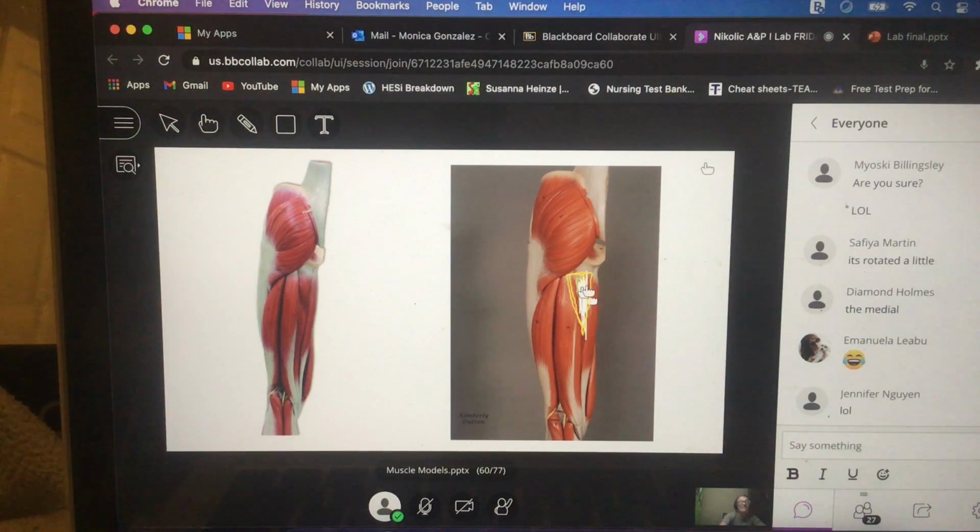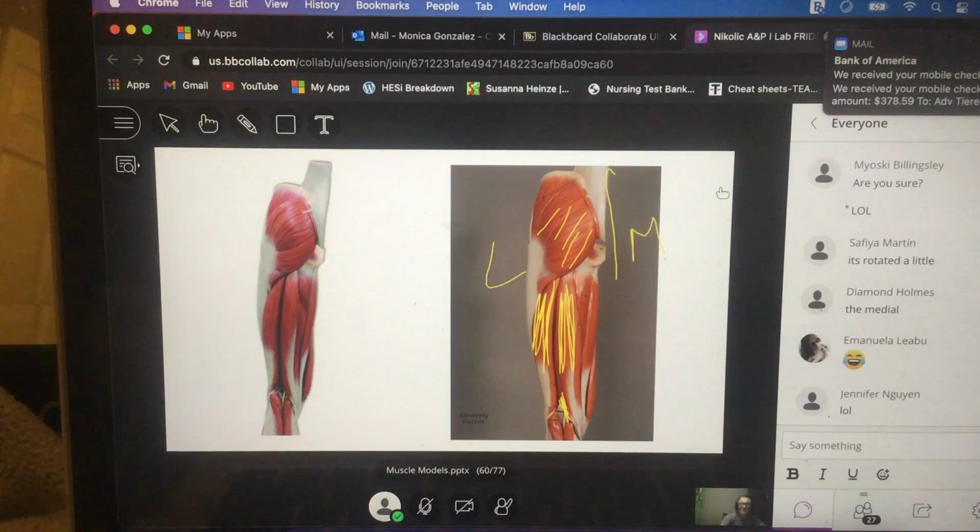See? So again, the big thing is know your front and back, know your medial and lateral, but you guys already know there's your butt. So you know you're in the back, medial, lateral. Start with the lateral: biceps femoris, semitendinosus, T on top, semimembranosus, and gracilis, adductor magnus.